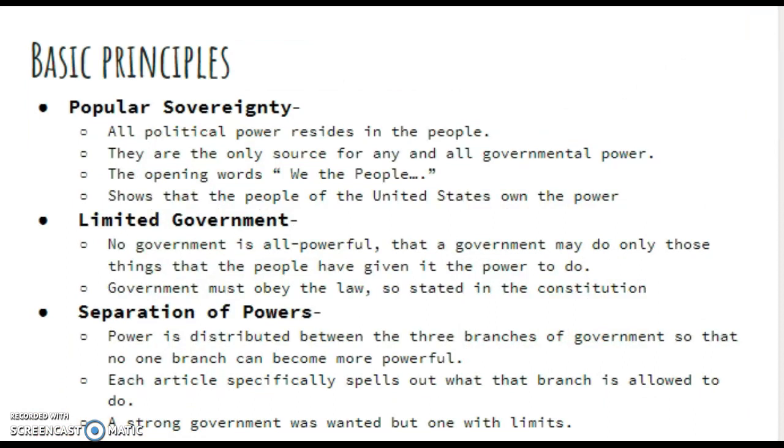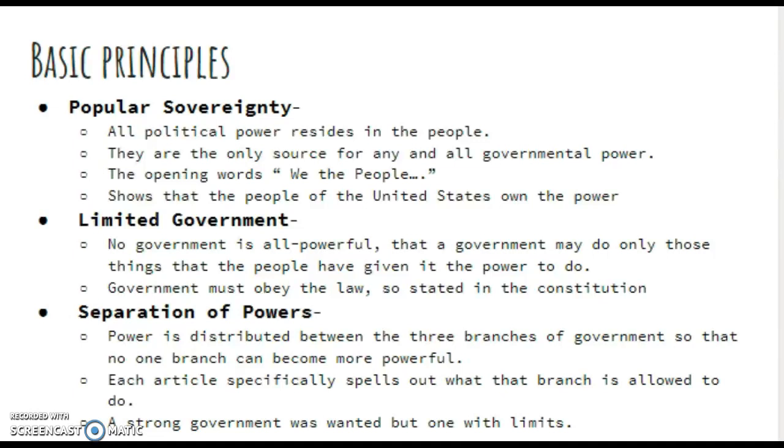Okay, so just a little bit more detail here. Popular sovereignty, again: all political power resides in the people. They are the only source for any and all government power. The opening words of the preamble, "We the people," basically outline popular sovereignty and give the power to the people. This shows that the people of the United States own the power.